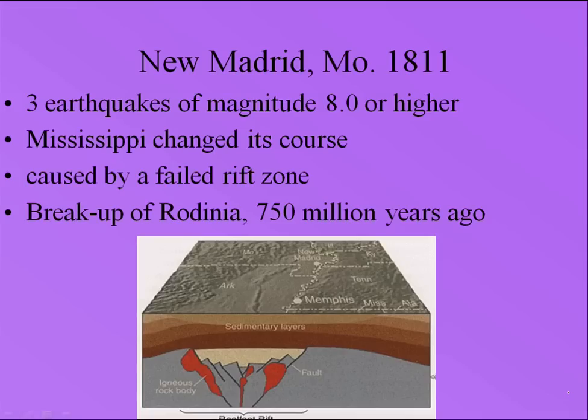750 million years ago, the supercontinent of Rodinia was breaking up. Rifts joined each other to make mid-ocean ridges, but one rift failed and became a failed rift zone, located now under New Madrid. It is still there, a broken part of the crust, absorbing the stress of the North American continent moving westward away from the mid-Atlantic ridge.